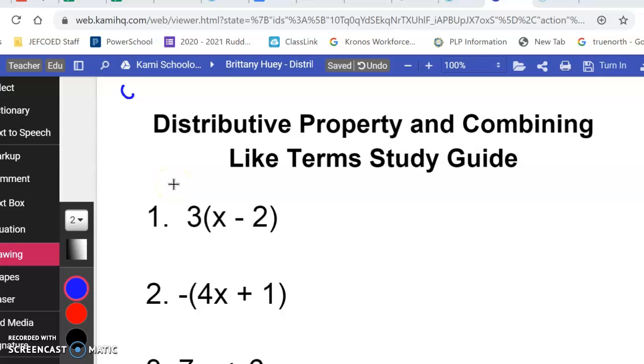Hey guys, today we're going to be working on our study guide, Distributive Property and Combining Like Terms.